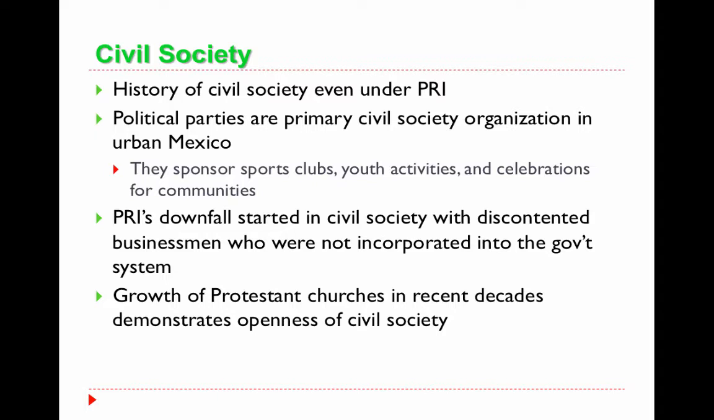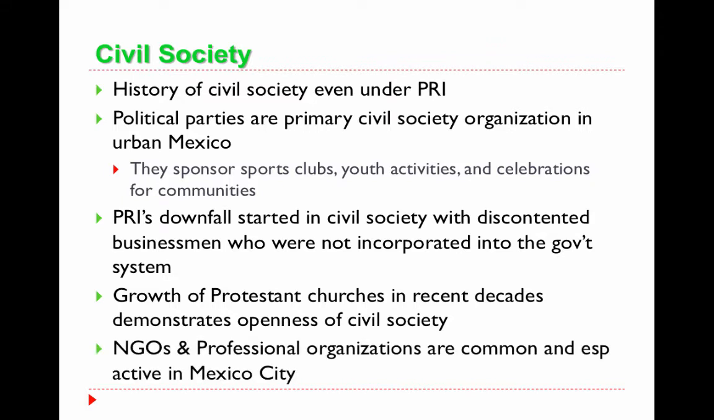As we mentioned in class, 83% of Mexicans practice Catholicism, and we do see a freedom of religion in Mexico. So we've seen a recent rise in the existence of Protestant churches, and that demonstrates the openness of civil society. The government is not dictating what type of religion people should practice or what types of groups people should join.